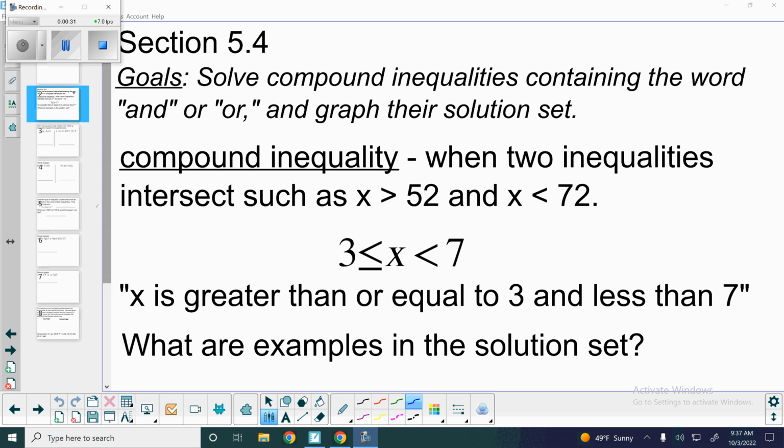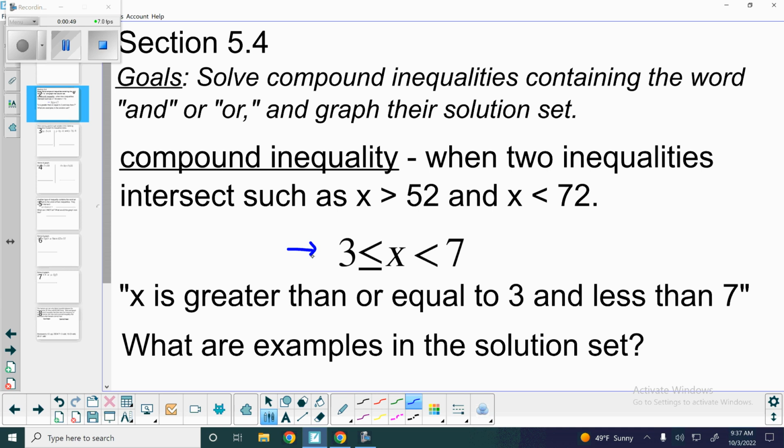two numbers. So when we're looking at a compound inequality, if I was saying something like x is greater than 52 but it's less than 72, that's giving us a restriction or a range of numbers to look at instead of just all of the numbers. So sometimes they write the inequality like this.